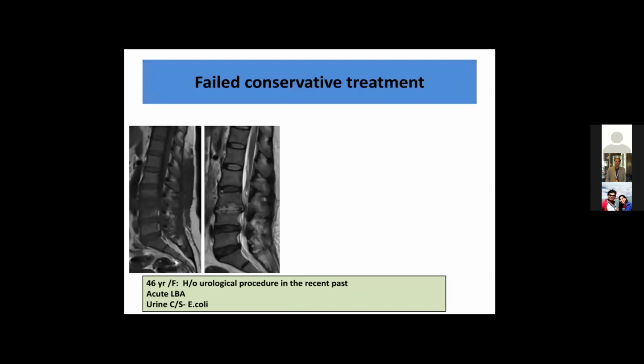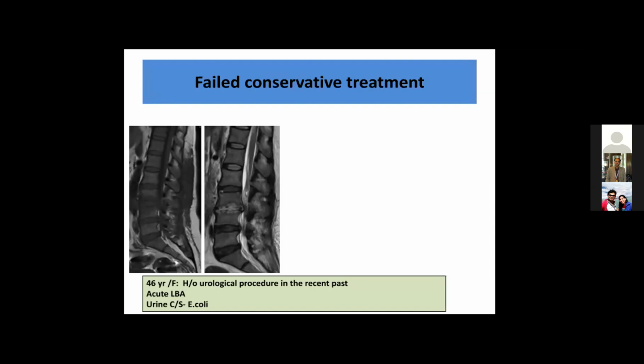So I will show you some examples where we have treated patients operatively. This is the MRI we have shown earlier. This is a 46-year-old female. The patient had a recent history of urological procedure with urinary tract infection. She presented 2 to 3 weeks after the urinary tract infection. The initial MRI showed mild edema at the L3, L4 level, which was not picked up. Later, when she presented to us, we repeated the MRI, where there was frank pus in the L3, L4 disc space.